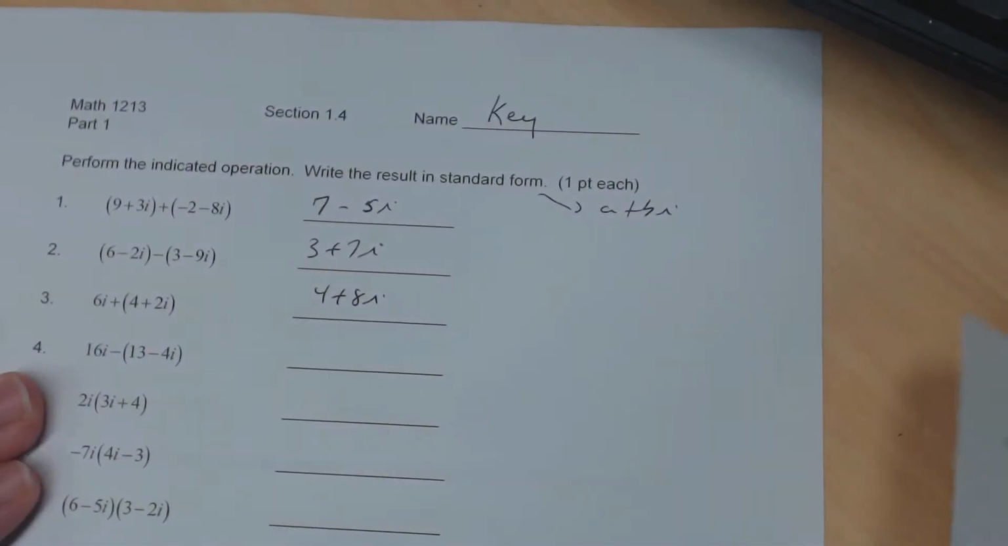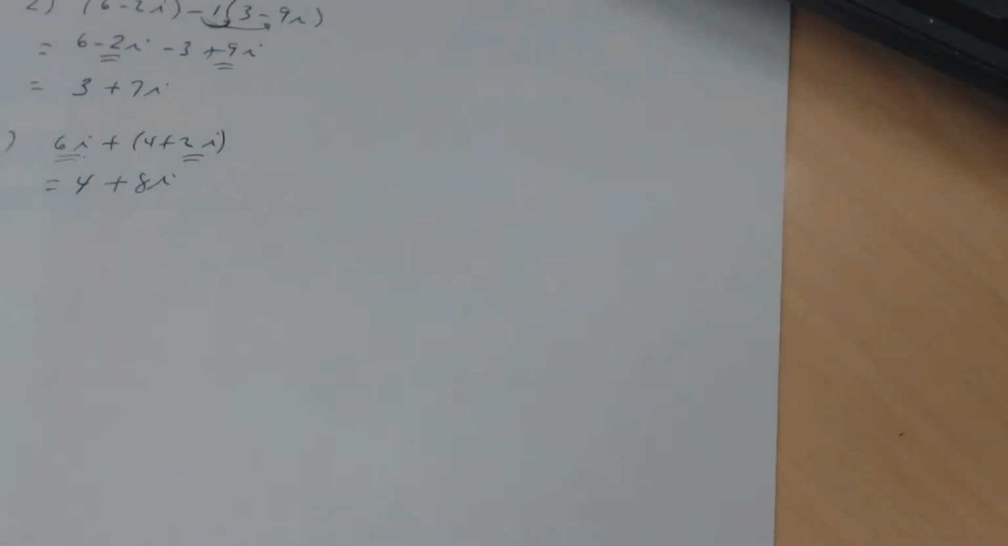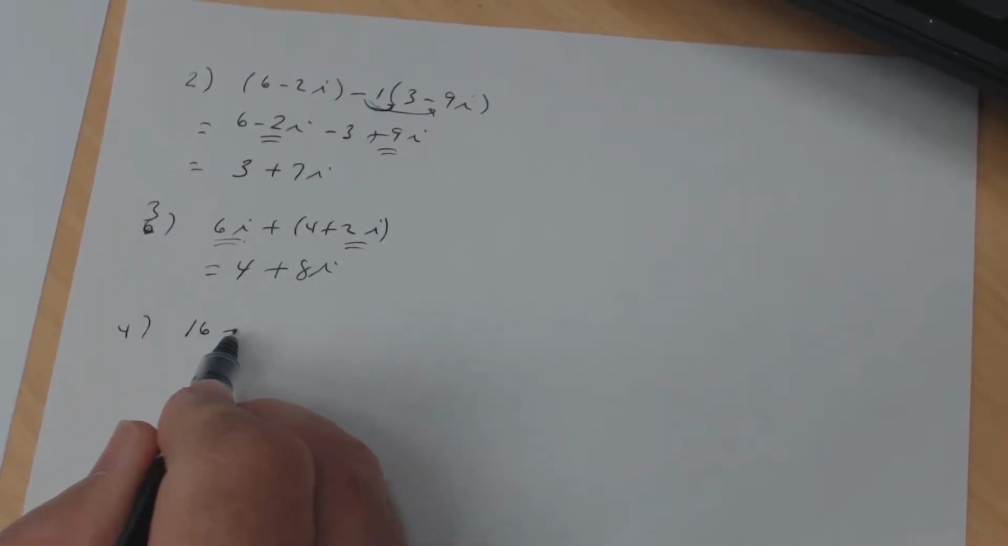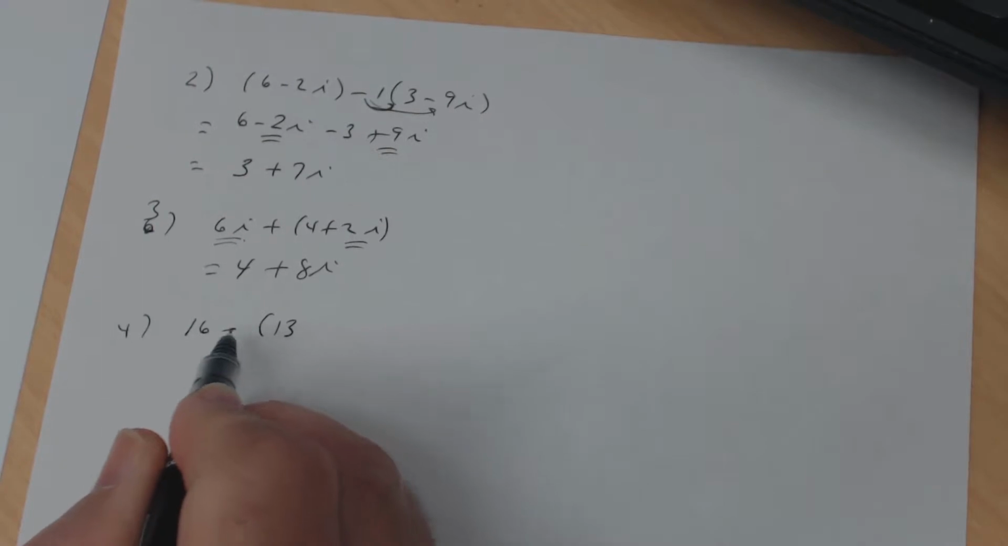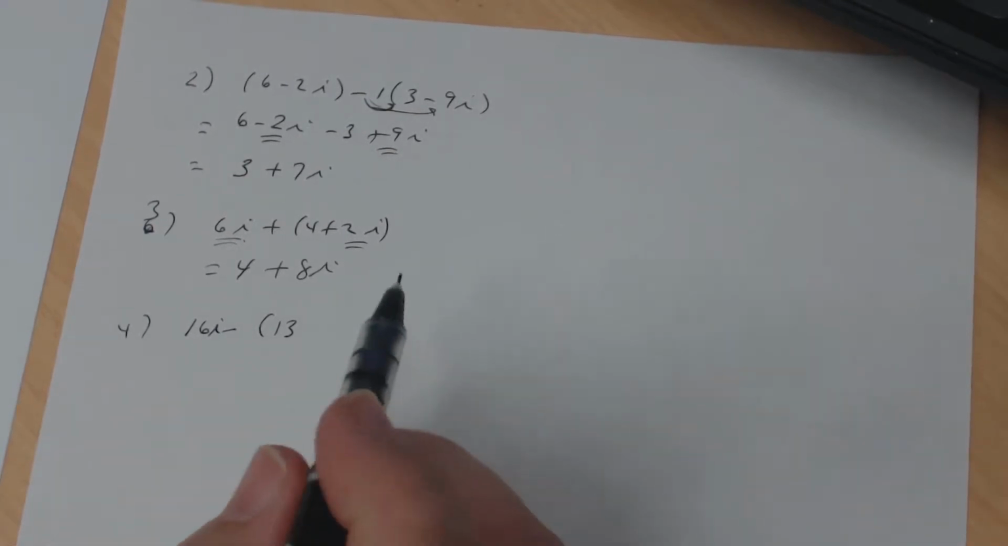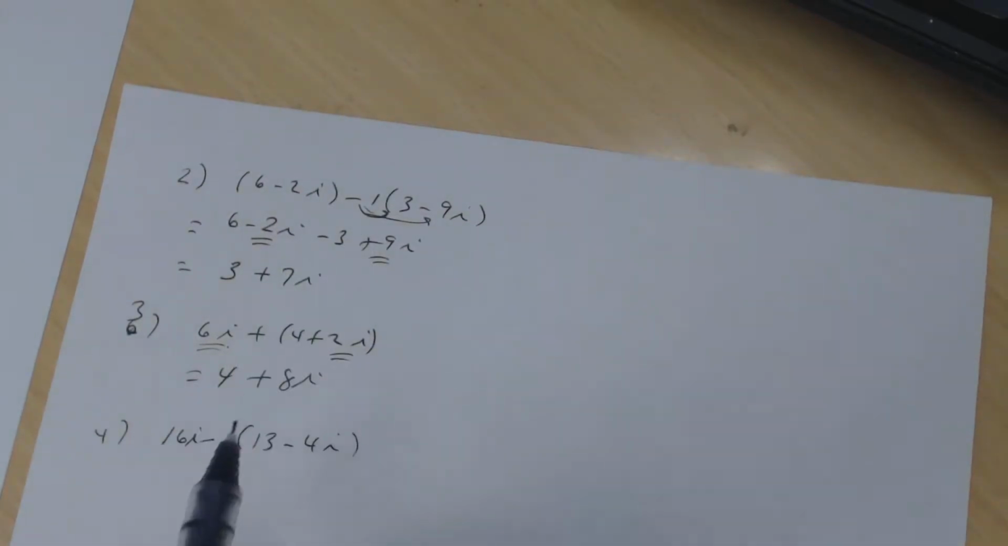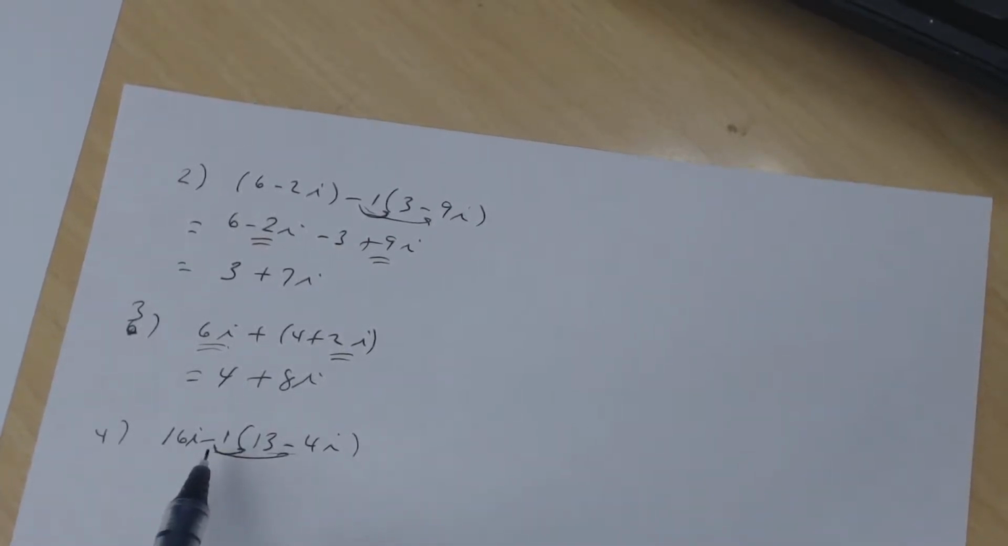Okay, number 4 looks like this. You have 16i, subtract 13 minus 4i. So just like we did number 2, think of this as being multiplied by negative 1, or you can just say adding the opposite, because that's what subtracting is. Subtracting is adding the opposite. So you would say 16i plus the negative 13 plus 4i.